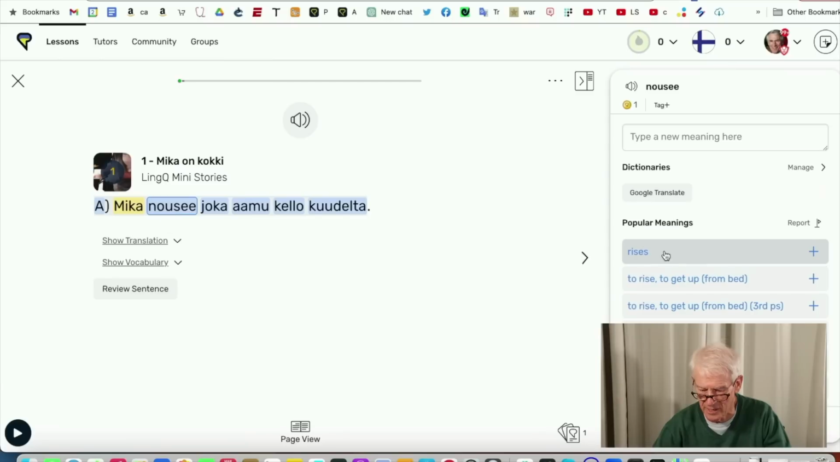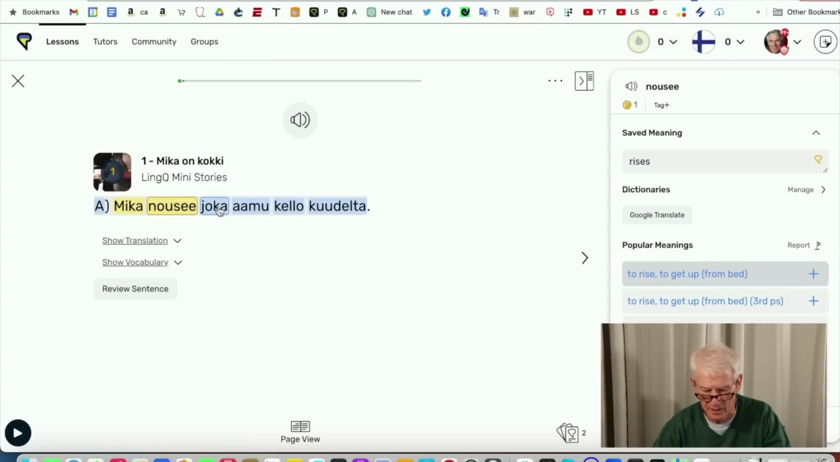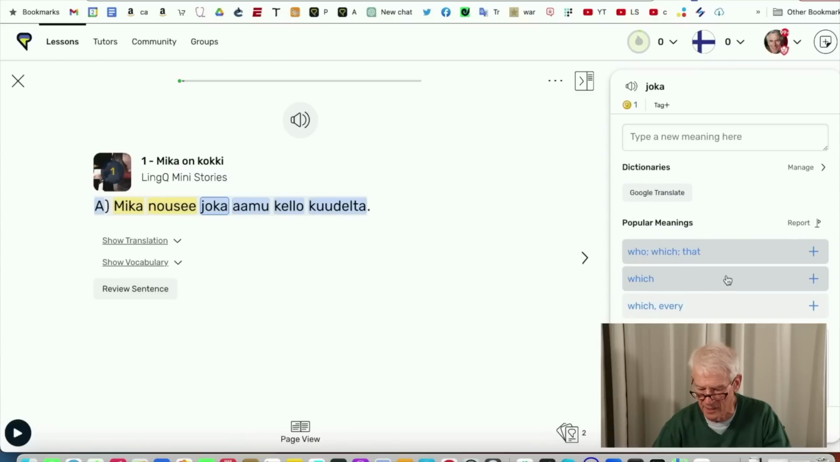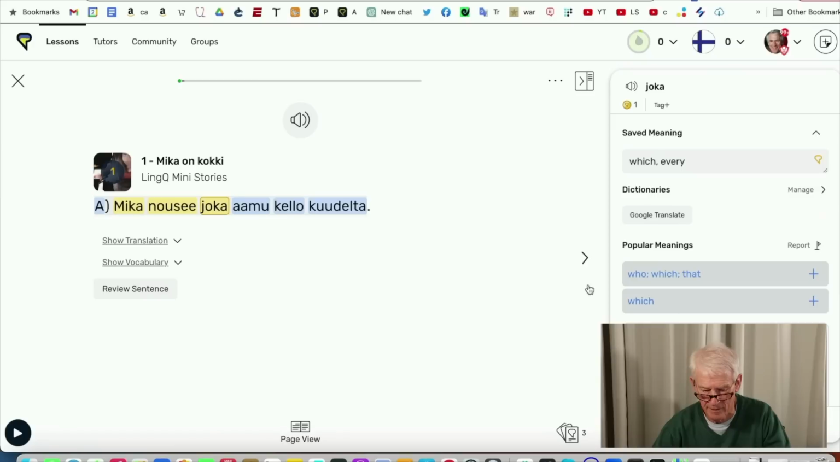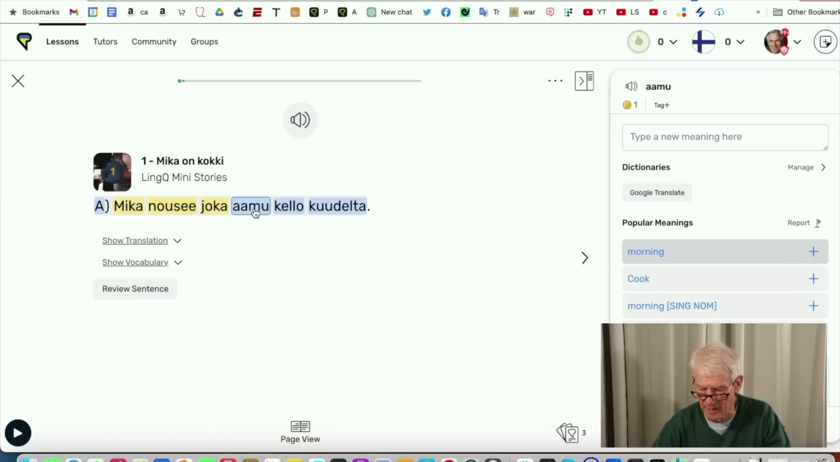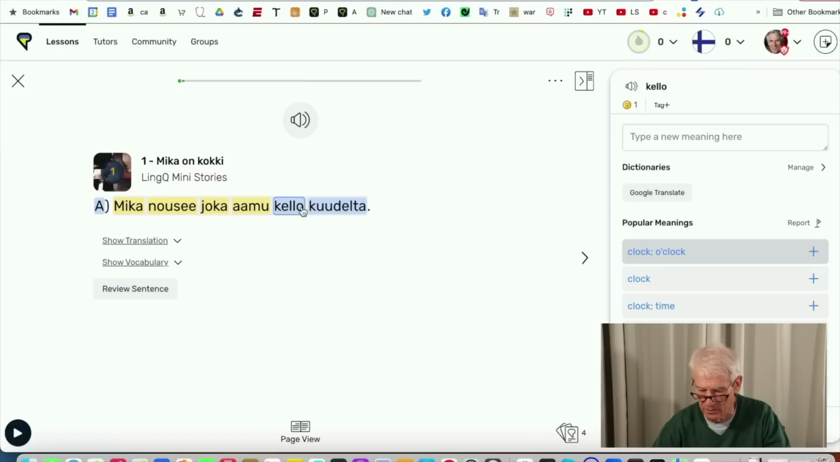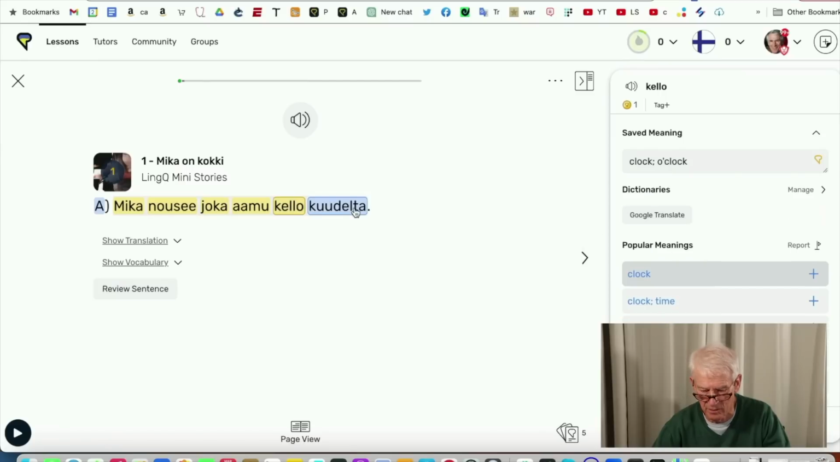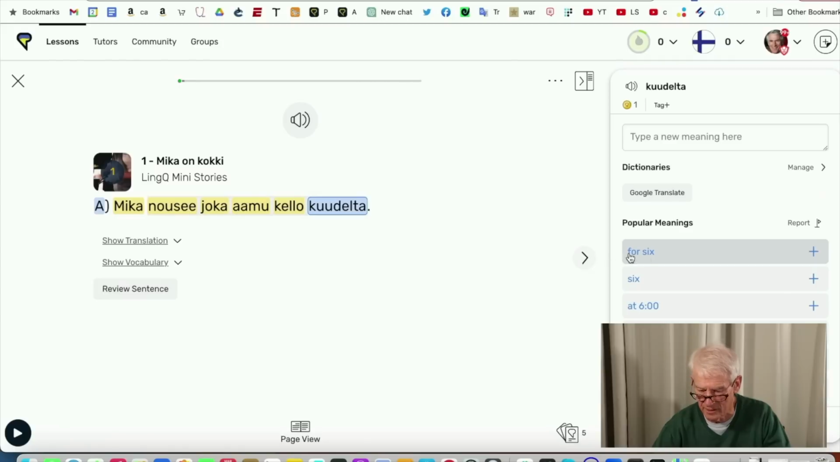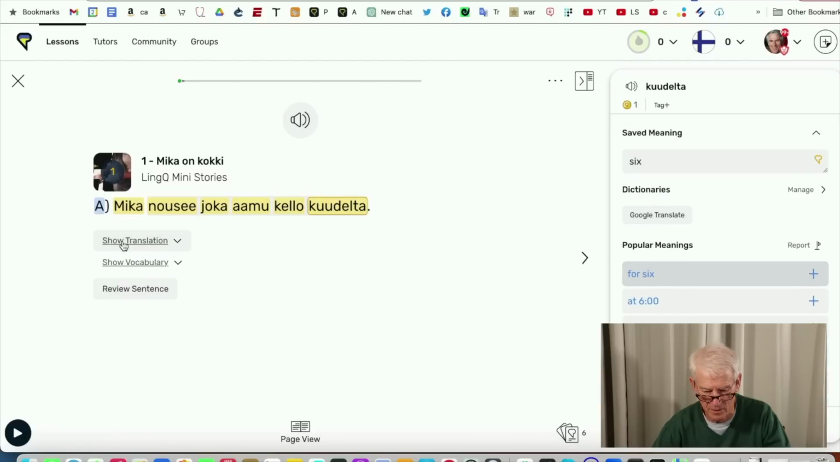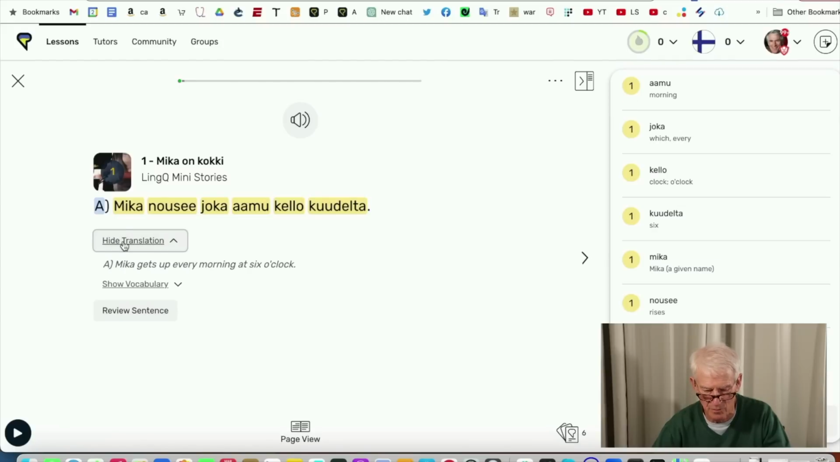Nousee is rises. Joka is every. Aamu, morning. Kello, clock. Kuudelta, 6. Okay, so this is: Mika gets up every morning at 6 o'clock.